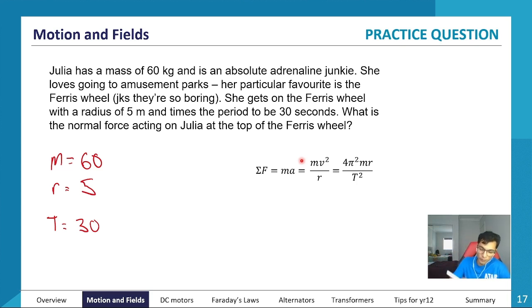So what we can do is substitute all of these values into this equation. What is the normal force acting on Julia when she's at the top of the Ferris wheel?